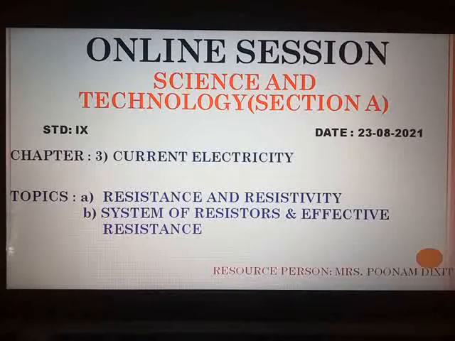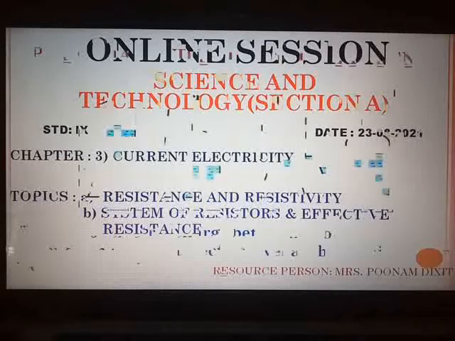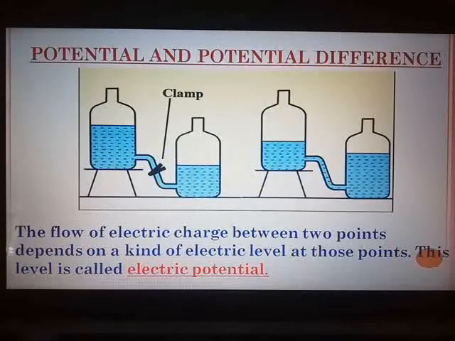We had seen how electricity plays an important role in our daily life. The first topic was potential and potential difference, which we had studied with the help of a small demonstrative activity where two plastic bottles were kept, one at a higher height and the other at a slightly lower height. Both of them were connected via a rubber tube and it was clamped in between.